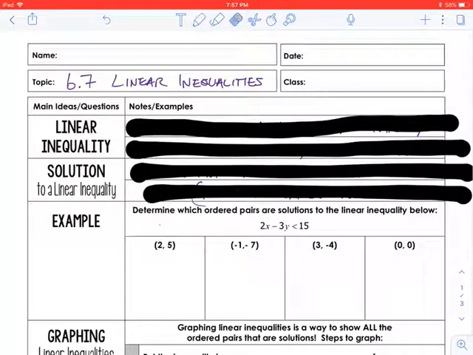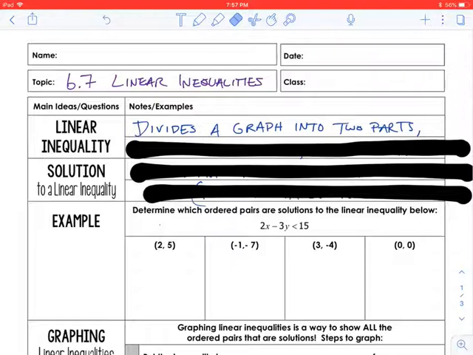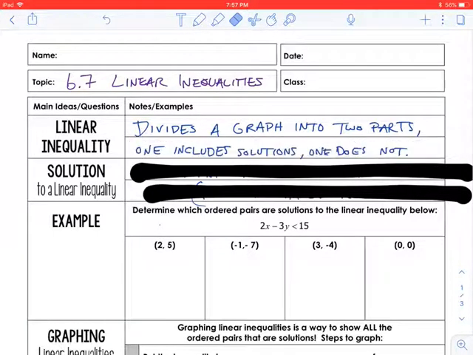Well, basically it is an inequality that has two variables, x and y, and it's going to be like a linear equation that we graph, but it's going to divide the graph into two parts. One of those parts includes the solution, and what we'll find out is that part is shaded. And then one part is not shaded, okay? Greater than means you shade up, less than means you shade down. So part of it's shaded, part of it's not. The shaded part are your solutions.